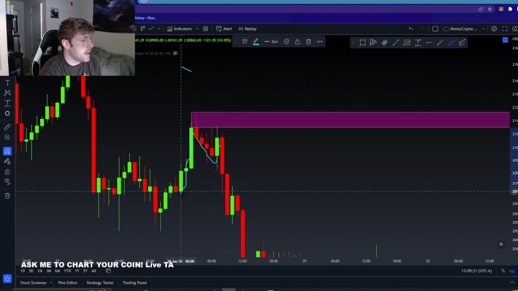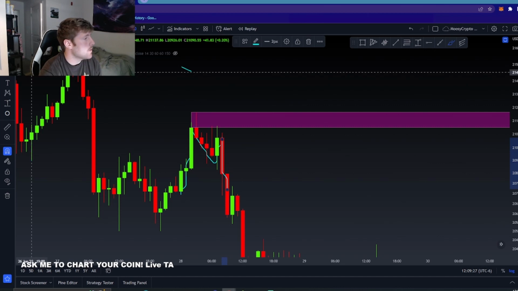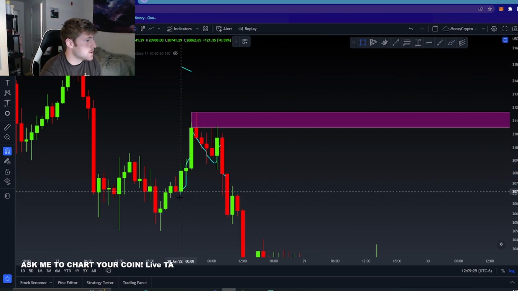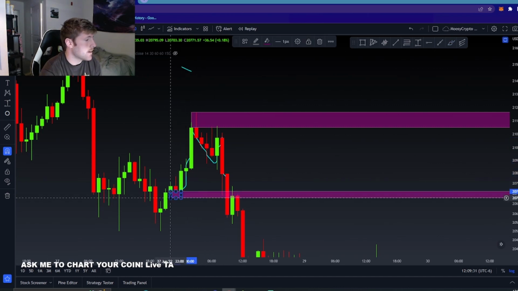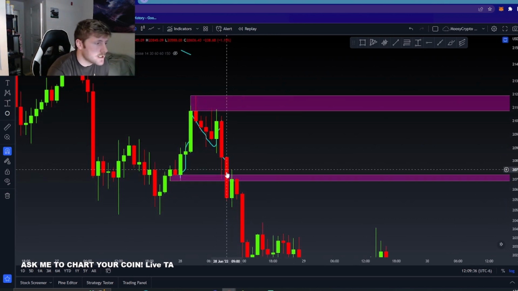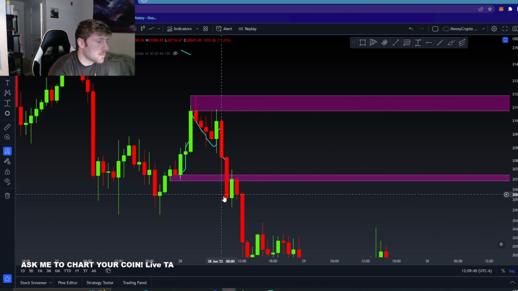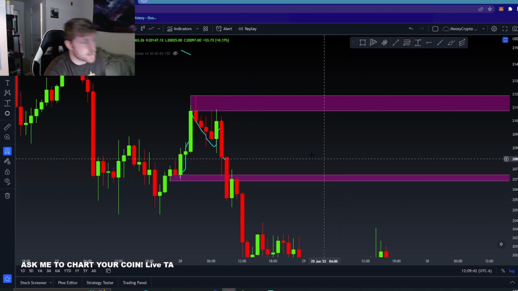This is your left leg. As soon as it breaks this green wick on the bottom, I assume that it'll come all the way back down to its leg, which is right here, this area. On this pink box, as soon as I see something either touch or break through, I can assume how this is going to play.